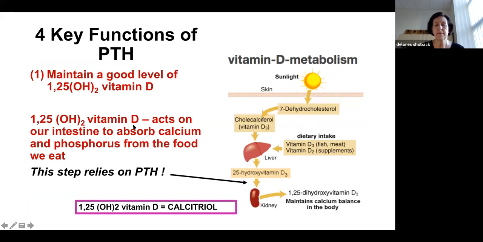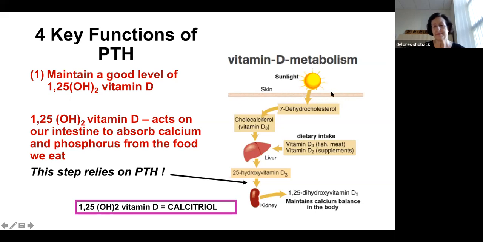So let's go into them because I think it helps us to understand the physiology and understand the labs when we understand the physiology. So the key functions. One is to maintain a good level of 125 vitamin D. What is that? Okay, so take a look over here on vitamin D metabolism.